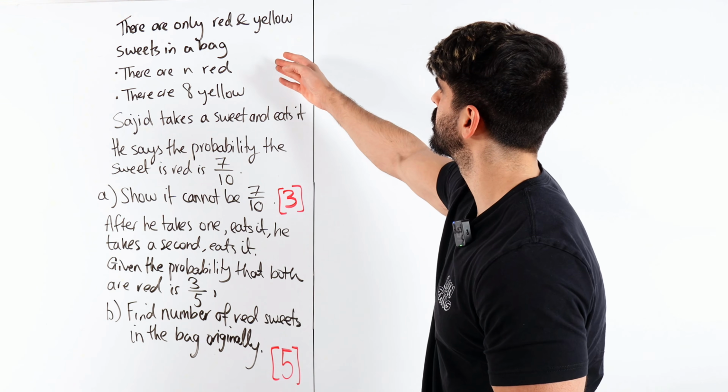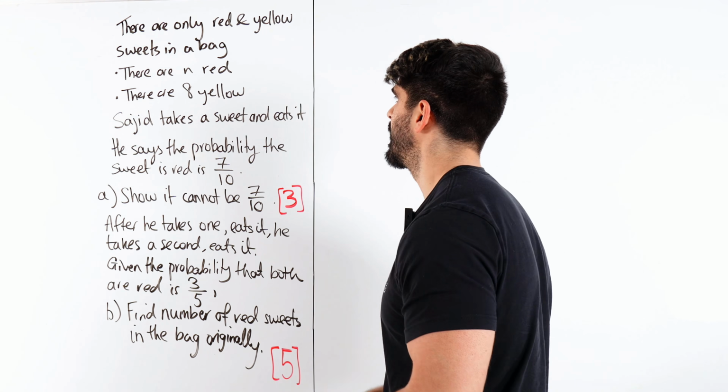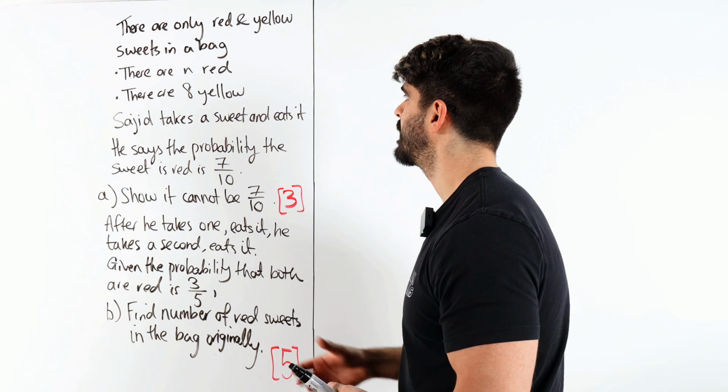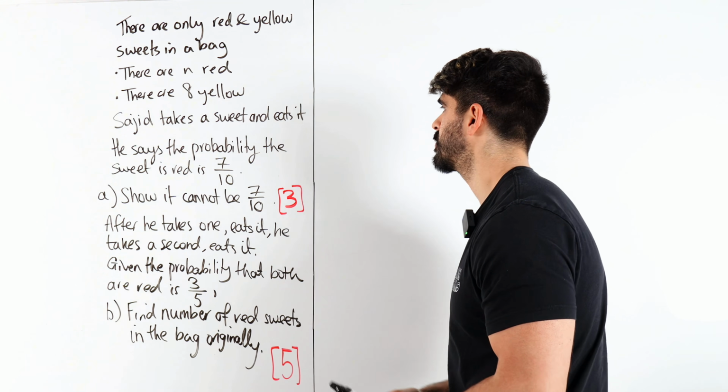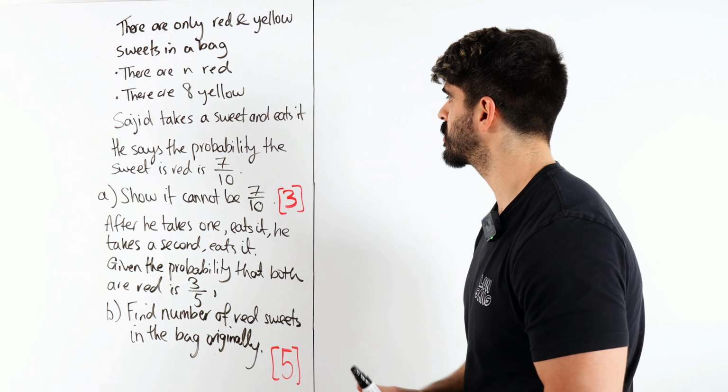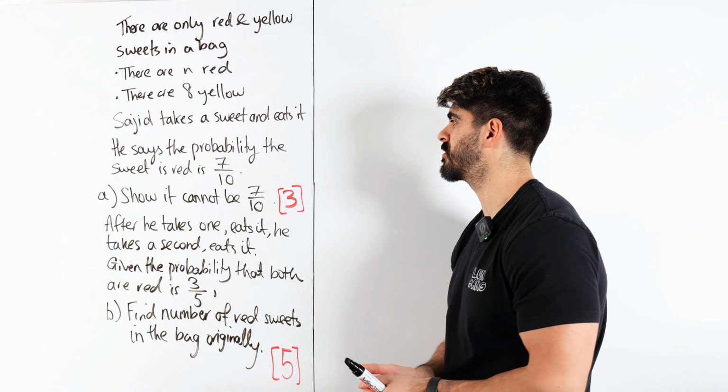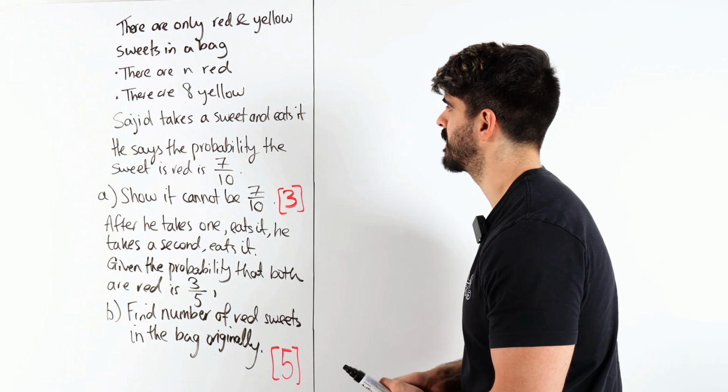There are only red and yellow sweets in a bag. There are N red, 8 yellow. Sajid takes a sweet and eats it. He says the probability that the sweet is red is 7/10. Part A, show it cannot be 7/10.